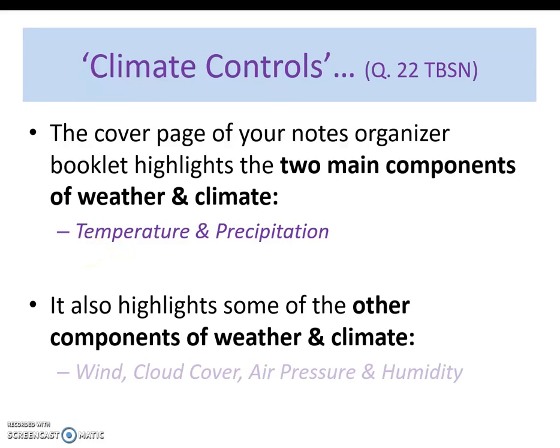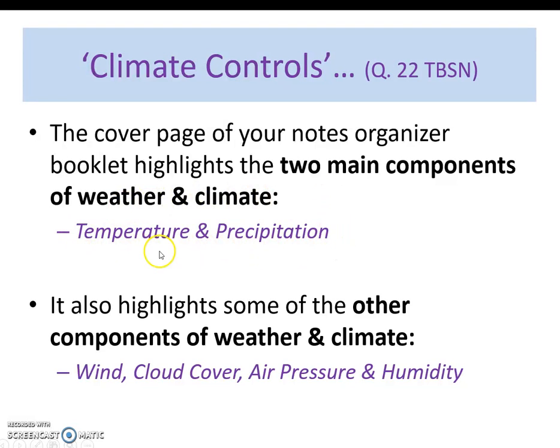There are some other components of weather and climate. Wind, things like wind, cloud cover, air pressure, humidity. You often hear these things being described on a weather broadcast. If you're listening to the radio and it's talking about the weather forecast, it'll talk about wind speed and direction and whether it's cloudy or not. And sometimes you'll get air pressure and humidity also being talked about. The 2 that we are going to focus our attention on in the coming days are temperature and precipitation.